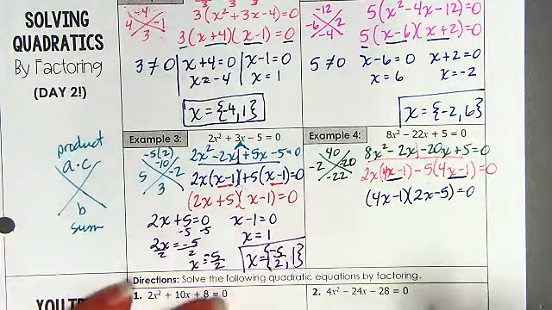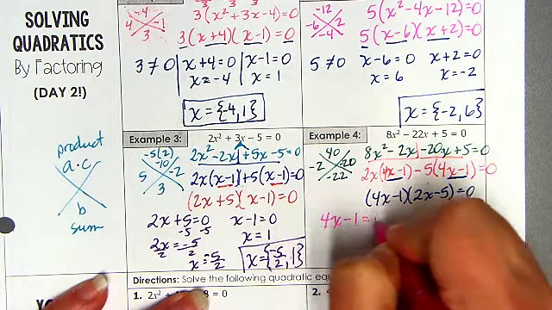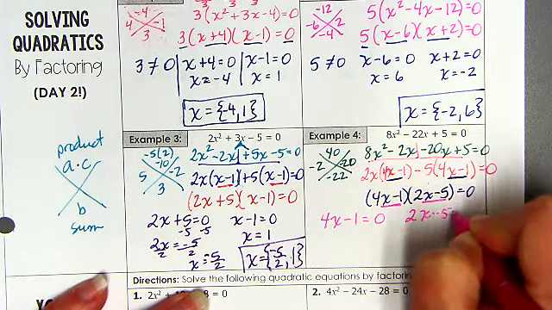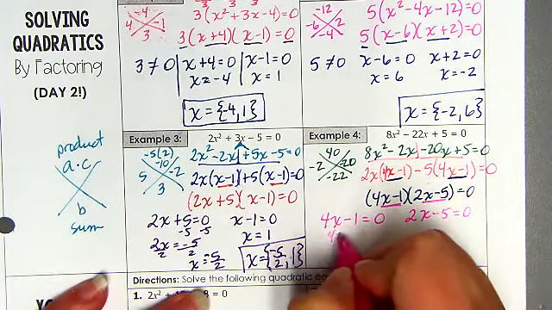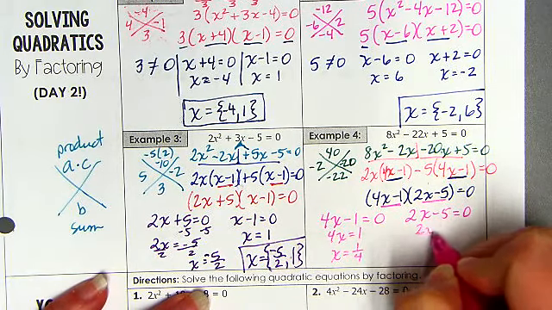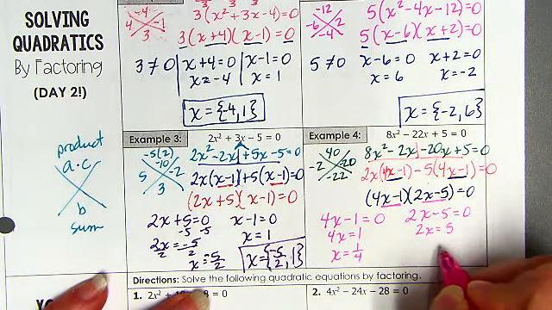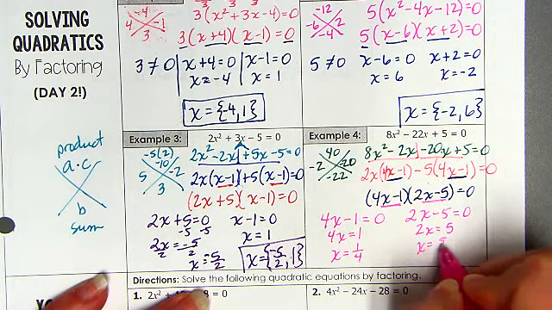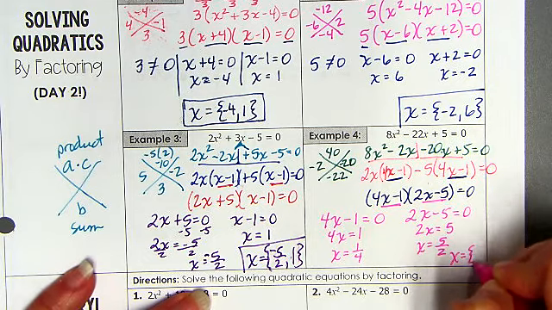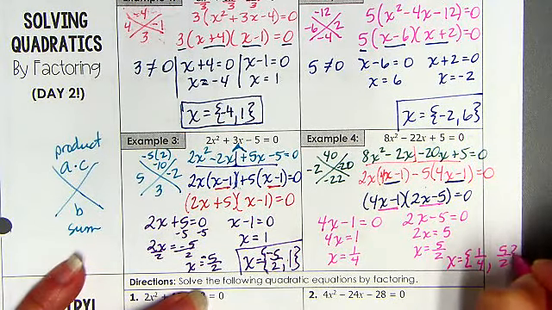And we set each factor equal to 0. So I now have 4x minus 1 equals 0. 2x minus 5 equals 0. X equals 1/4. 2x equals 5. X equals 5 halves. So my answer is x equals curly bracket 1/4, comma 5 halves.